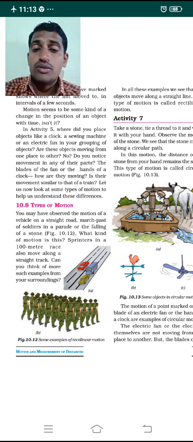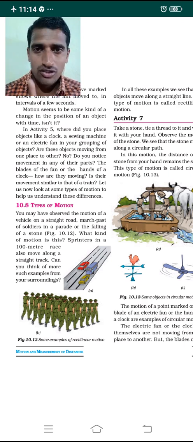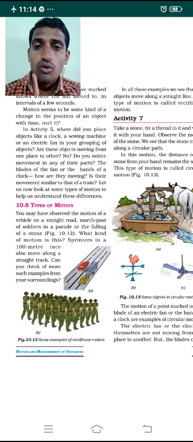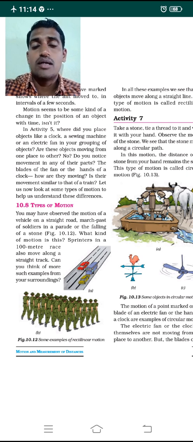You might also have observed the 100-meter running race arranged in the school sports day. At that time you were all made to sit in proper positions, and you all run in a straight direction. Am I right or not? Is anybody running in a zigzag manner? Never. You all run in a straight direction. So these are all examples for straight line motion, or we call it rectilinear motion.